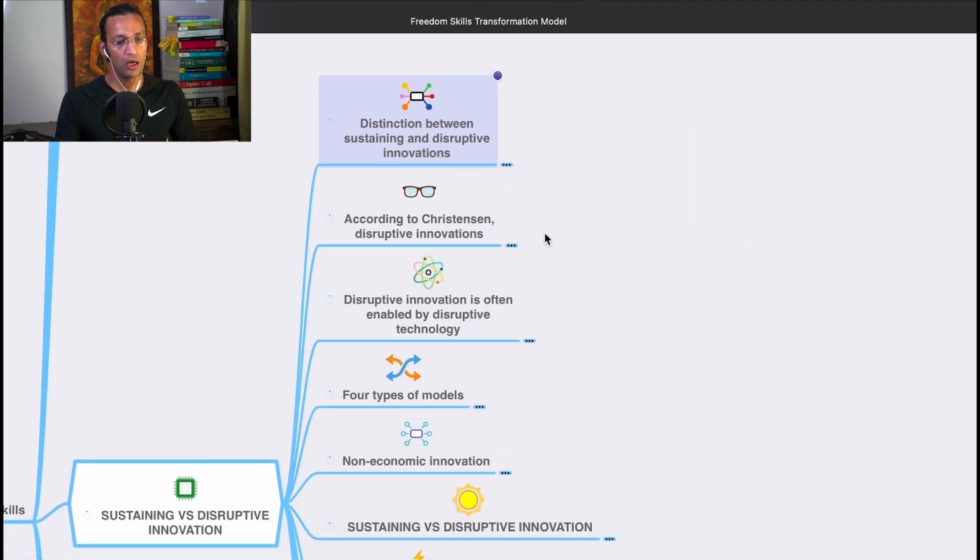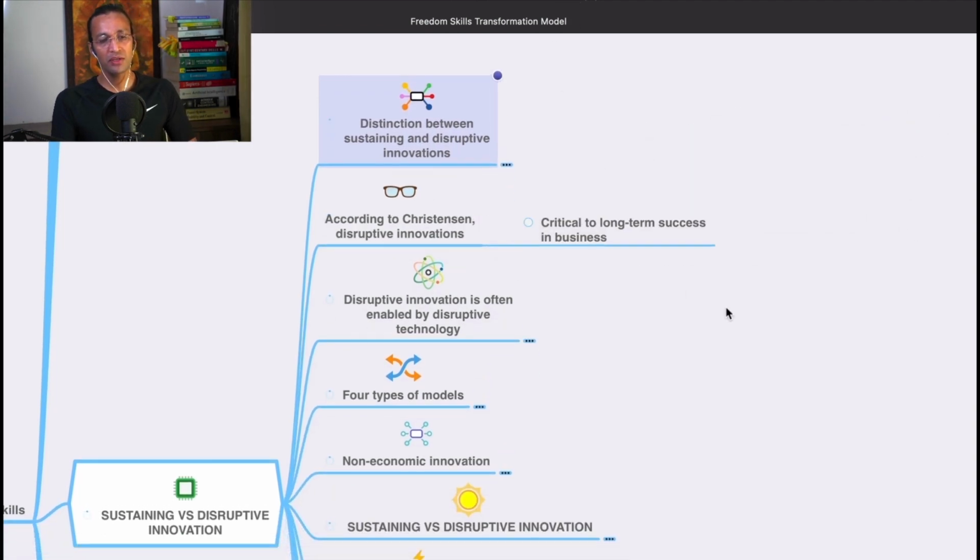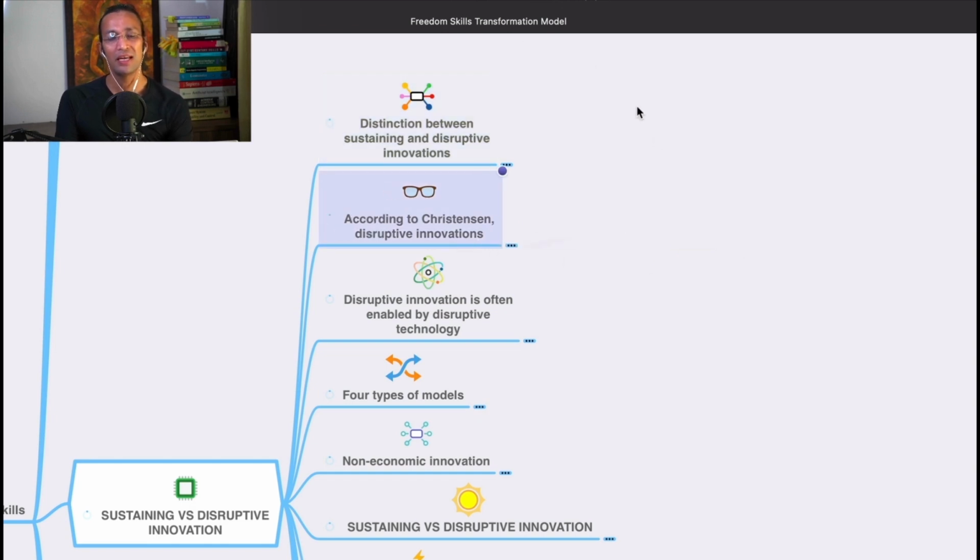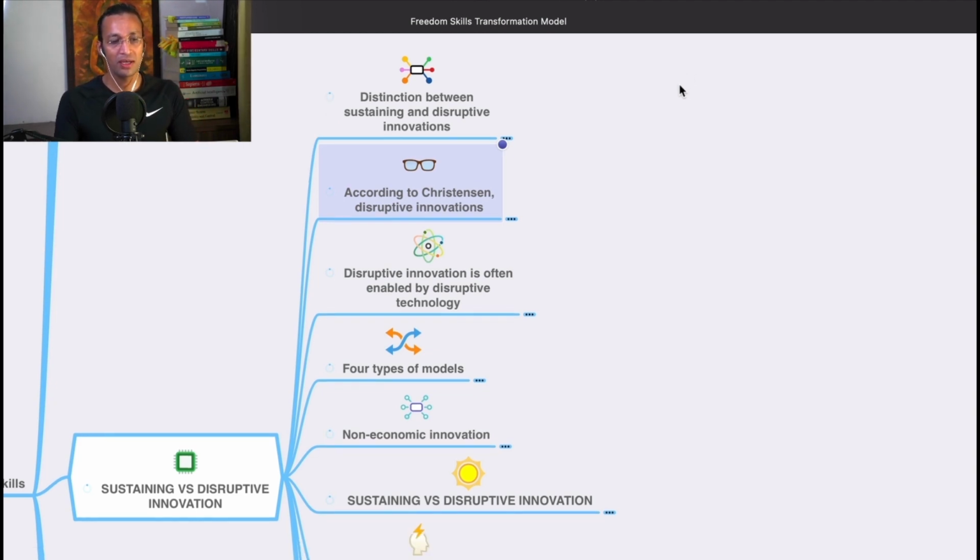So there are observations. According to Christensen, disruptive innovation is critical to long-term success in business. You think from a long-term perspective. Mukesh Ambani thought that way, and he came up with new products. Steve Jobs also came up with disruptive innovation. He made products which are non-conventional. So those are disruptive innovation examples.